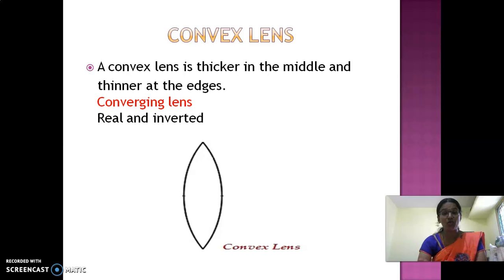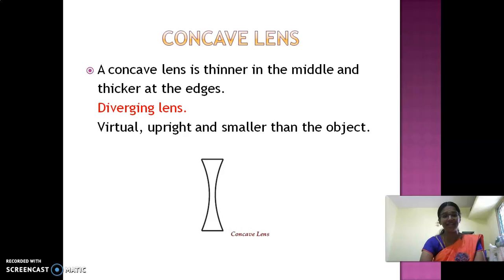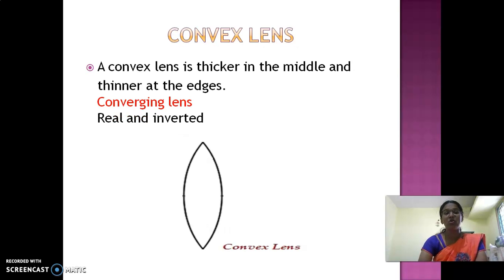So just note all these points. I will repeat once again. Concave lens: just draw the shape of the concave lens also. This will give you a better understanding. A concave lens is thinner in the middle and thicker at the edges. They are also called diverging lenses. And the second thing is the convex lens. A convex lens is thicker in the middle and thinner at the edges. They are also called converging lenses.